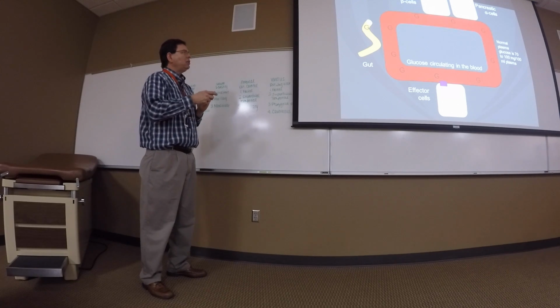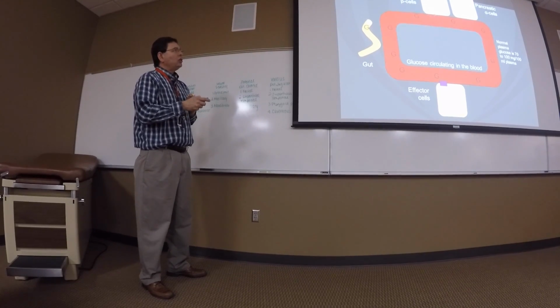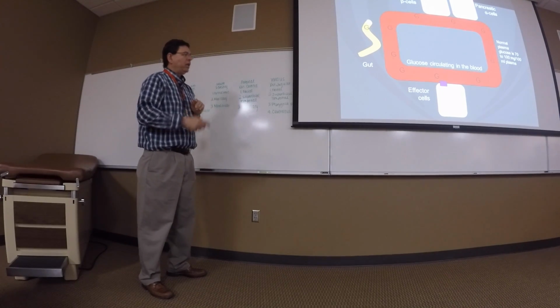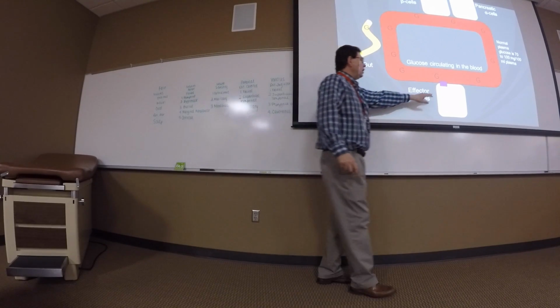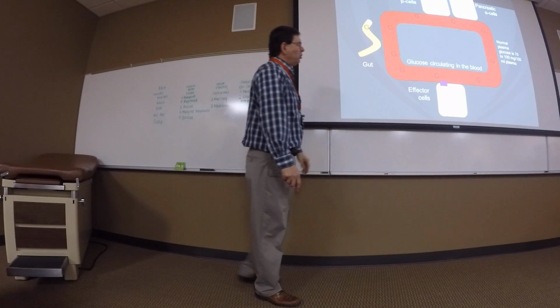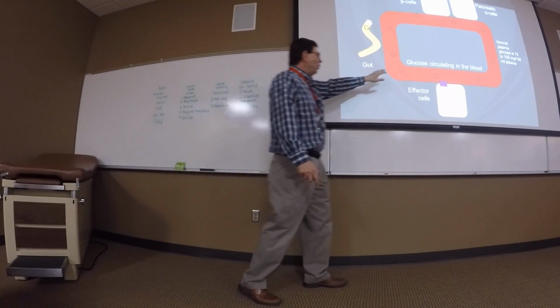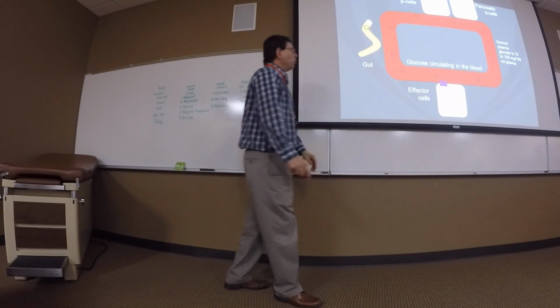So let's say this is your gut. This is your small intestine, where glucose is absorbed from your gut going into this, which is supposed to represent all of the circulation of your body. Here's pancreatic beta cells. Here's pancreatic alpha cells. This produces insulin. This produces glucagon. Here's effector cells. These are actually insulin-sensitive effector cells. This is supposed to be what a normal plasma glucose looks like. It's between 70 and 100.